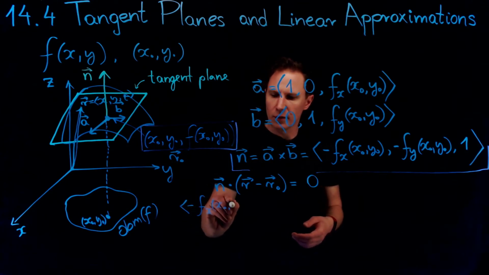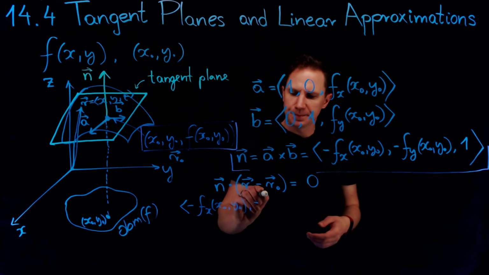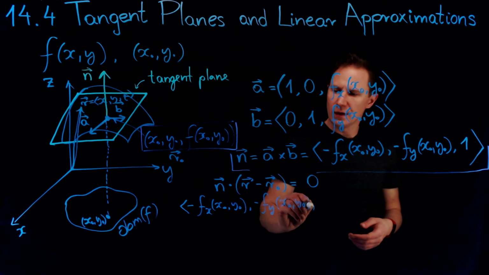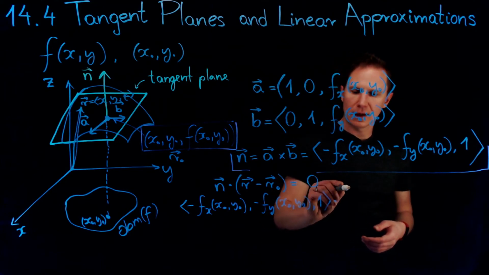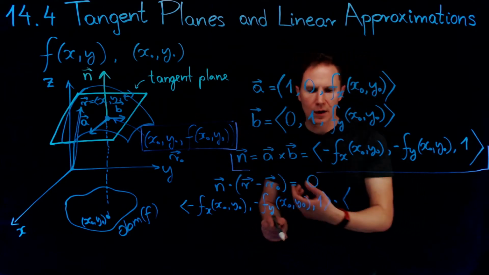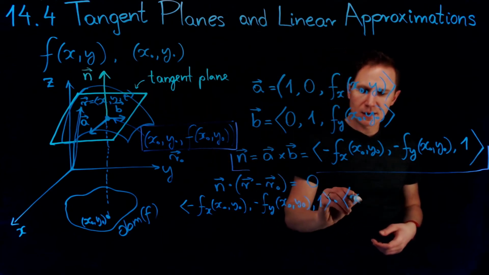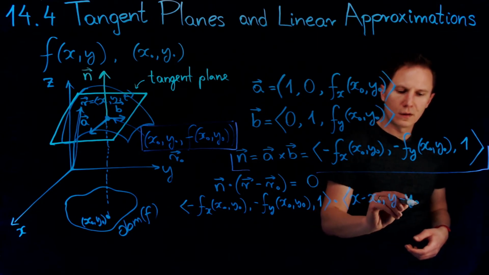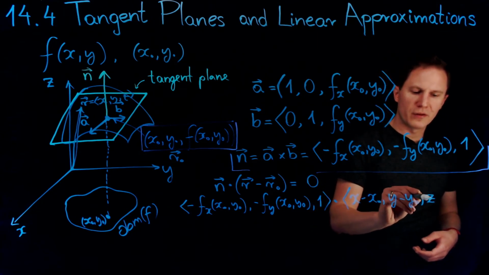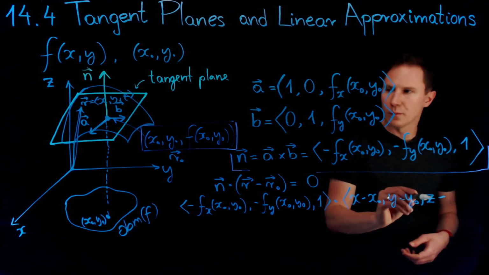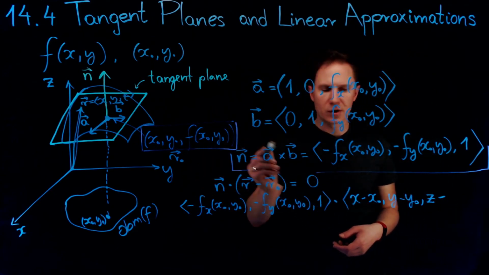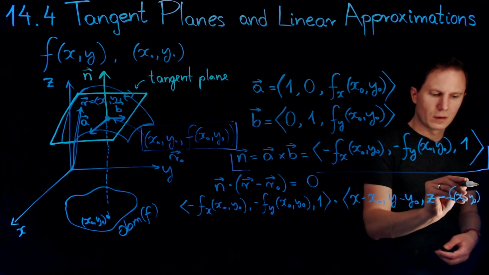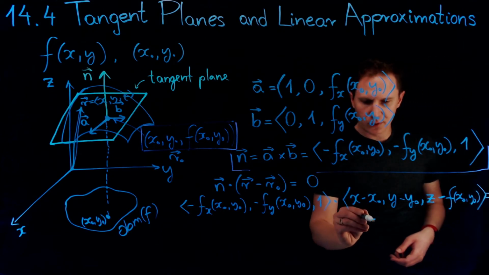This is the normal vector, with these three components. We are taking the dot product of that and r minus r naught, which in this case is x minus x naught, y minus y naught, and for the third component we have z minus the z component of r naught, which is f of x naught, y naught. This should be equal to 0.